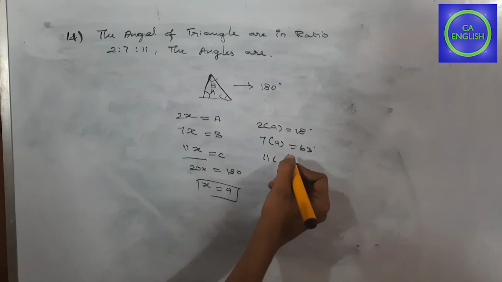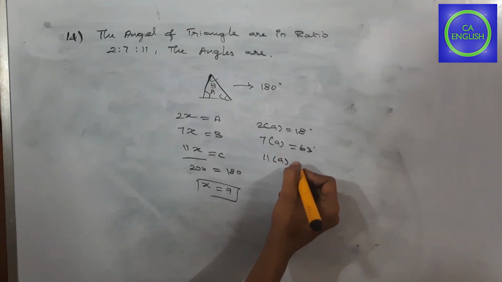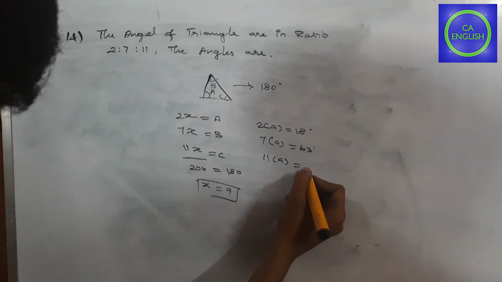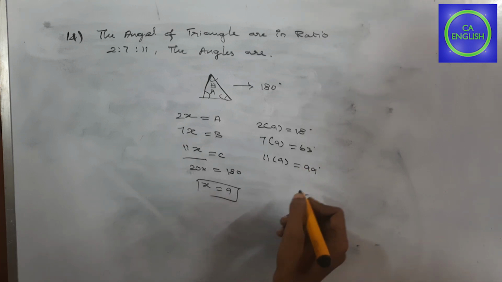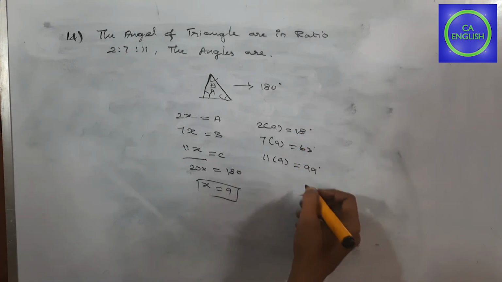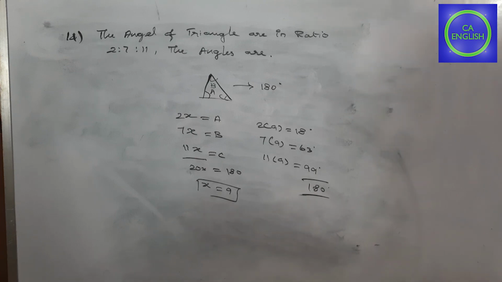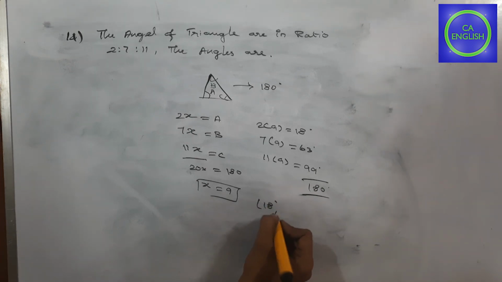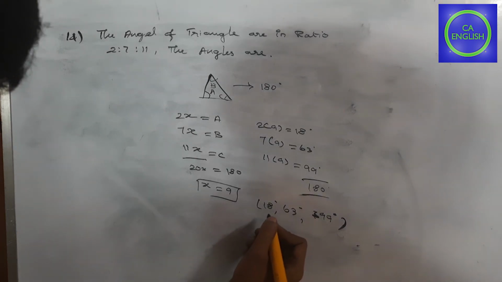11 into 9 equal to 99 degrees. If you want to cross-check that the answer is right, add all the degrees, and you will get 180 degrees. The answer is 18 degrees, 63 degrees, 99 degrees. Option is C.